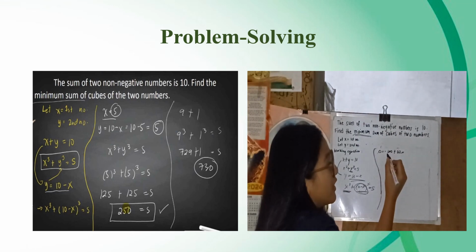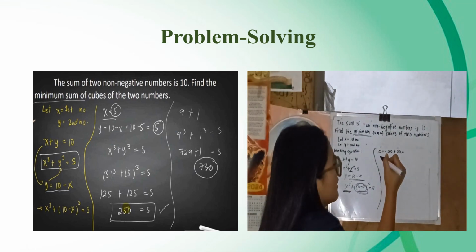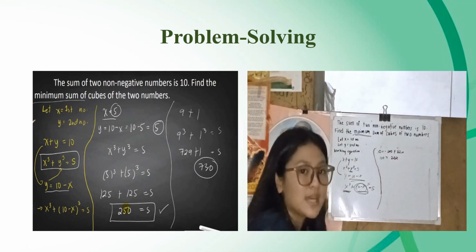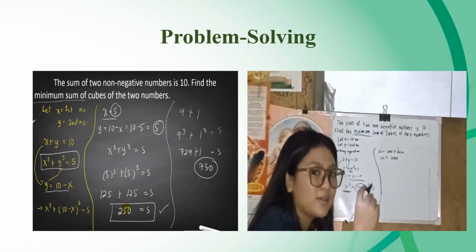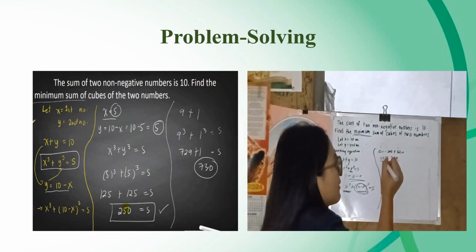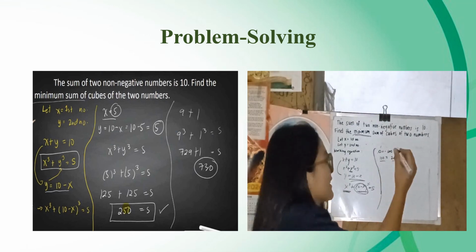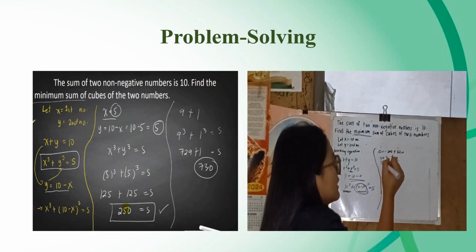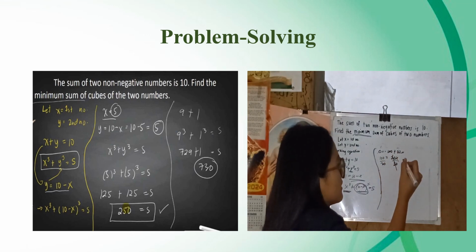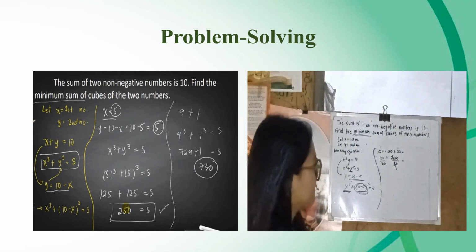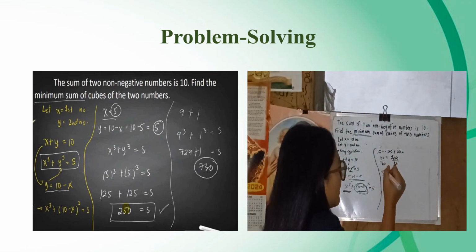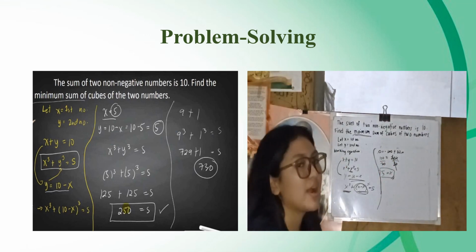Transpose negative 100 to the left side, it will be positive 100 equals 20x. Then let us divide 20x on both sides so that x is alone on one side. Cancel 20, and the answer is 5. And 5. So this is our x.